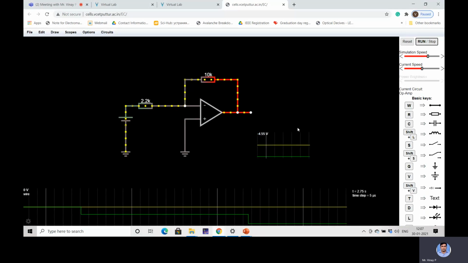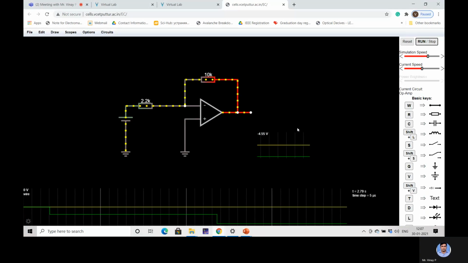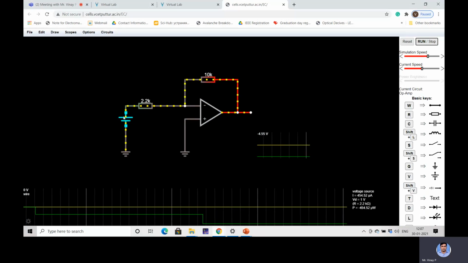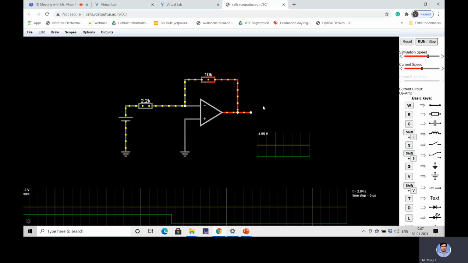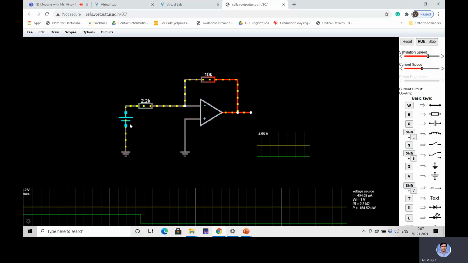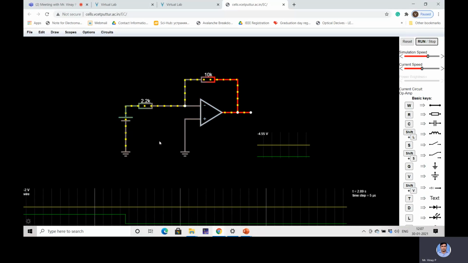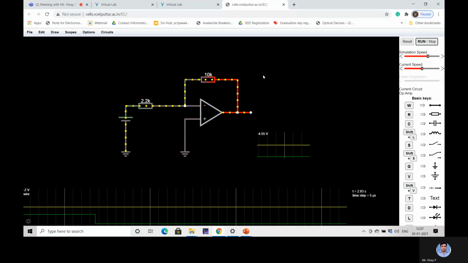As I mentioned, the minus sign indicates that the output is an inverted version of the input signal. Similarly, instead of giving a DC voltage, I can give an AC voltage also. So I can expect the output also in AC, but it is an inverted version of the input signal. So this is about the op amp as an inverting amplifier.